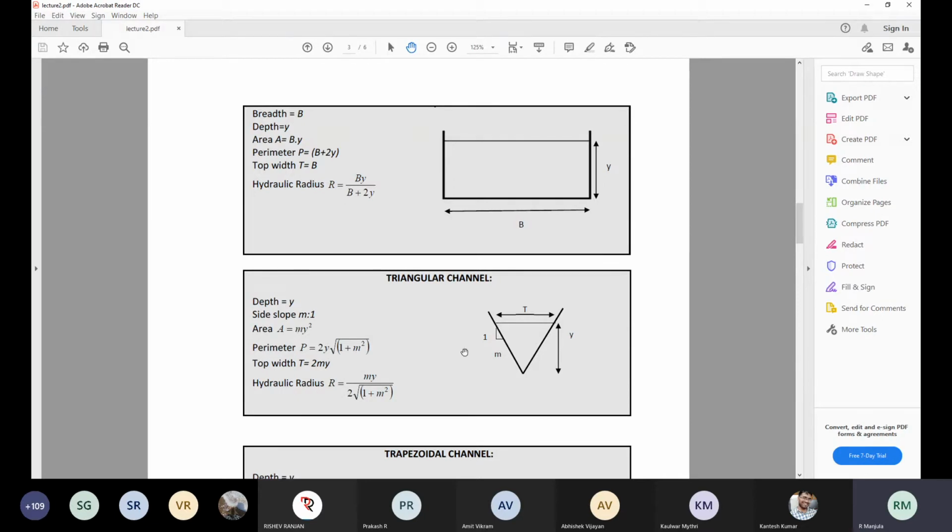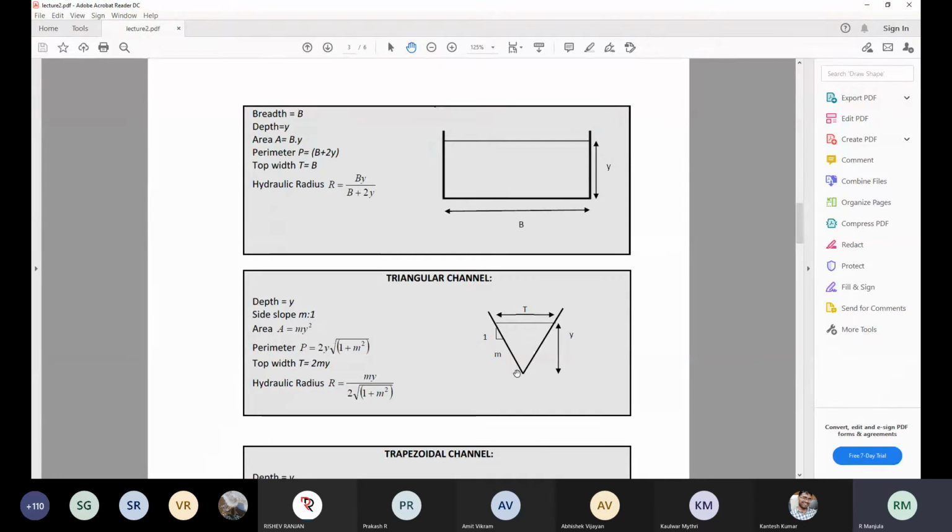If you are taking the wetted perimeter, it is nothing but this width and this length. The perimeter is going to be your hypotenuse. It will be the square root of 1 square plus M square, into Y. Am I right? This is going to be Y into square root of 1 plus M square.